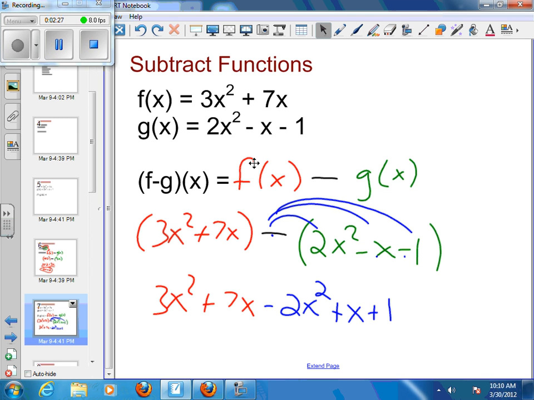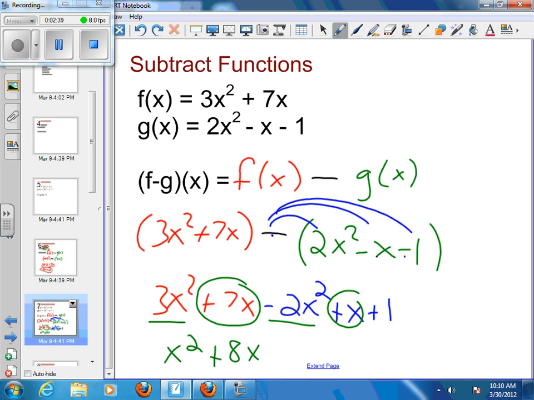So I have a 3x squared minus 2x squared, which is just x squared. Then I have a plus 7x plus x, which would be plus 8x. And my last term back there is just the plus 1. And so now I've simplified it, and I have subtracted, and I finished the problem, and that would be my final answer, the expression x squared plus 8x plus 1.